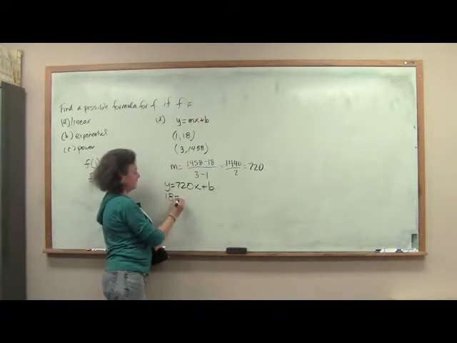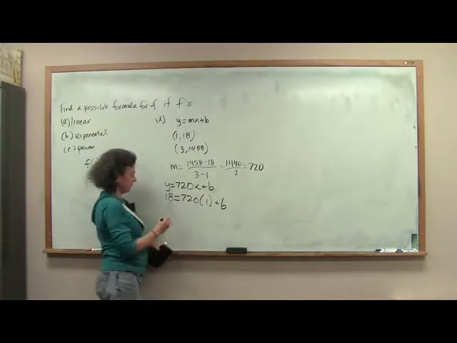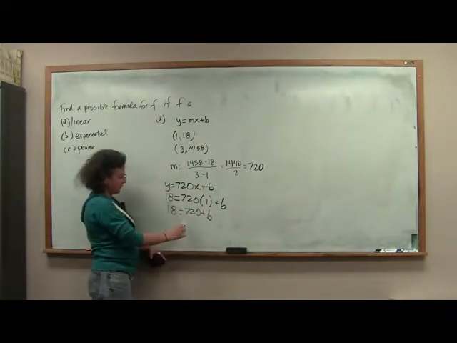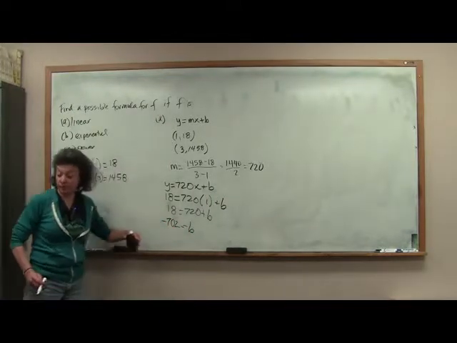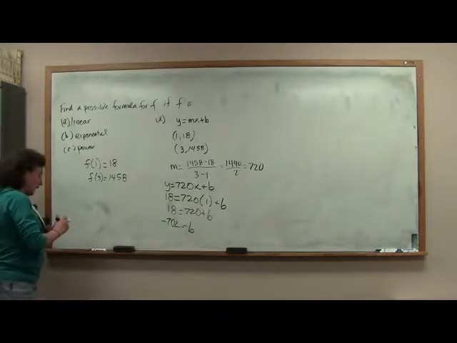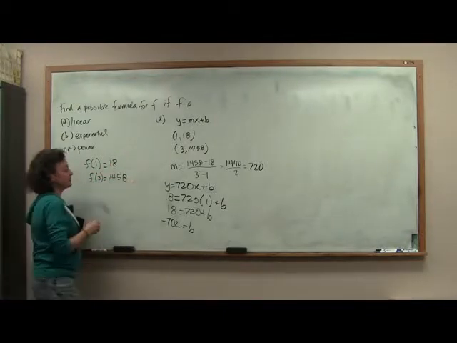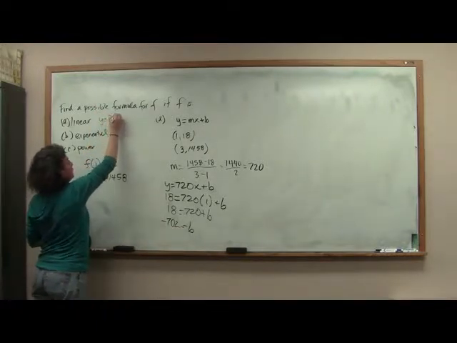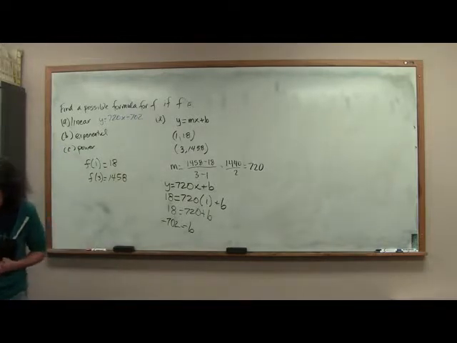We know y is 18 when x is equal to 1. So I get 18 is 720 plus b. Solve for b by subtracting 720, and we're going to get negative 702. So, I can say now that if this set of ordered pairs represented a linear function, my function looks like this, 720x minus 702. All right, that was that.